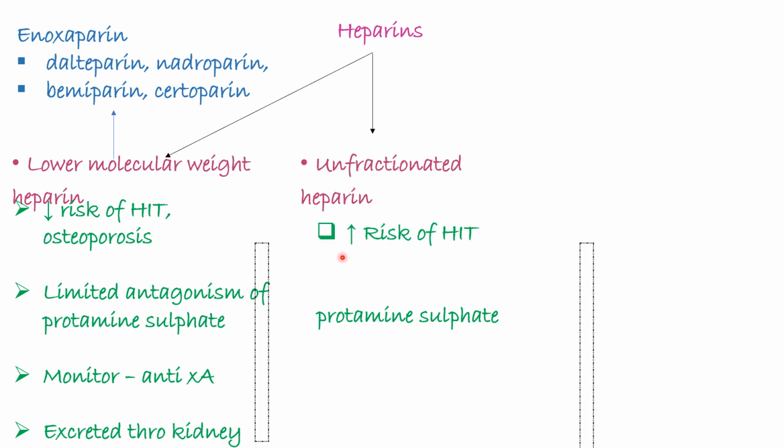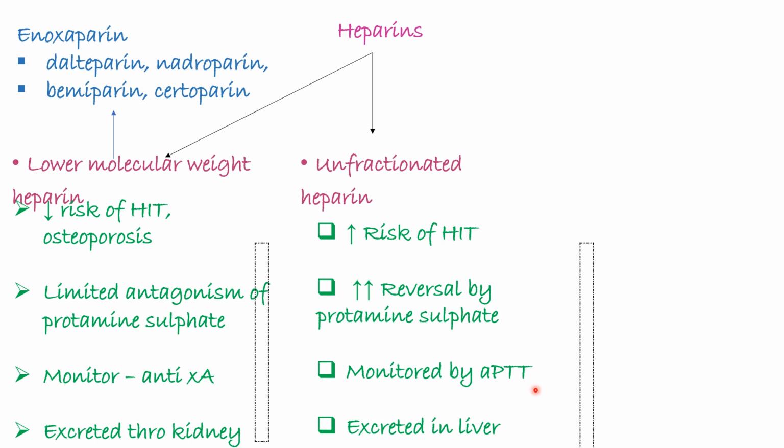So unfractionated heparin, it has an increased risk of HIT in addition to osteoporosis, and then it has a complete reversal by protamine sulfate, and then it is monitored using APTT and is excreted in the liver.